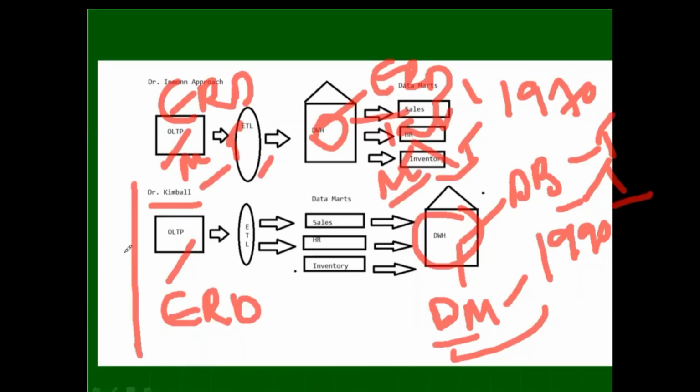80% of the companies are using data warehousing with dimension modeling designs.